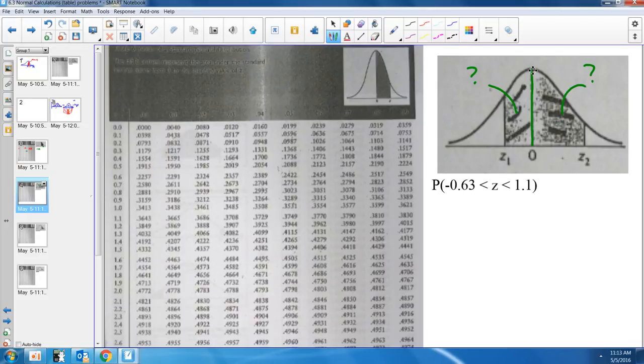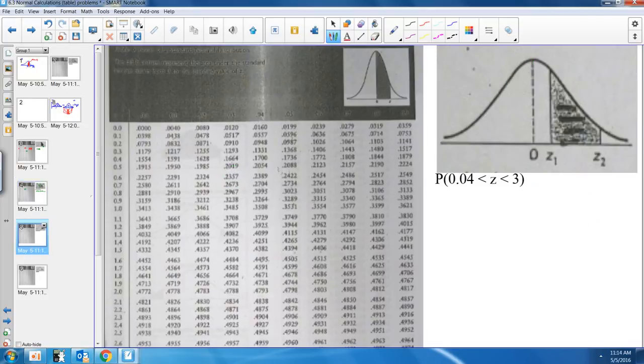So when I do this, the probability of positive 0.63, because it's symmetric, is going to be right here, 0.2357. And then I want to add the probability of 1.1. So I'm going to go here, 0.3643. I'm not going to add these numbers, but the main focus is what we're doing in this situation. You would add the two. It makes sense. You break it down into parts. Let's go to the next one.